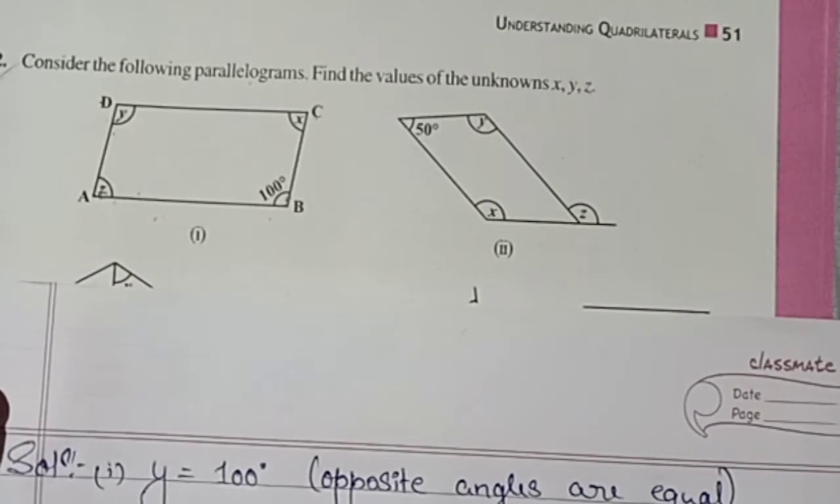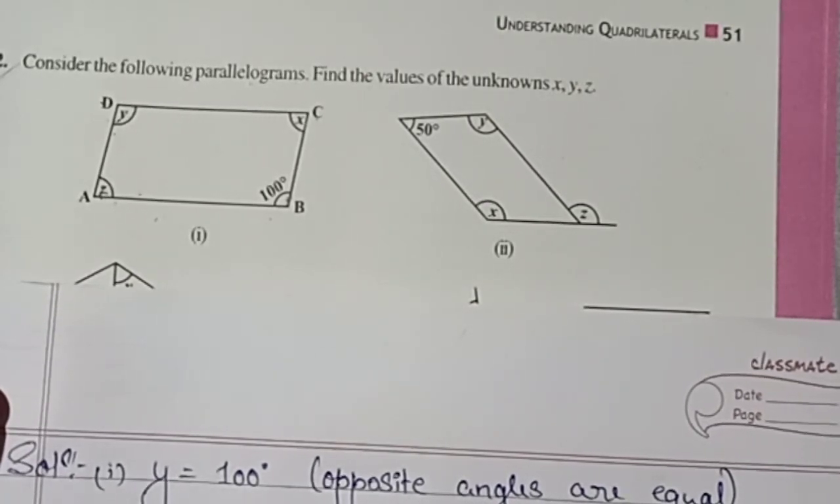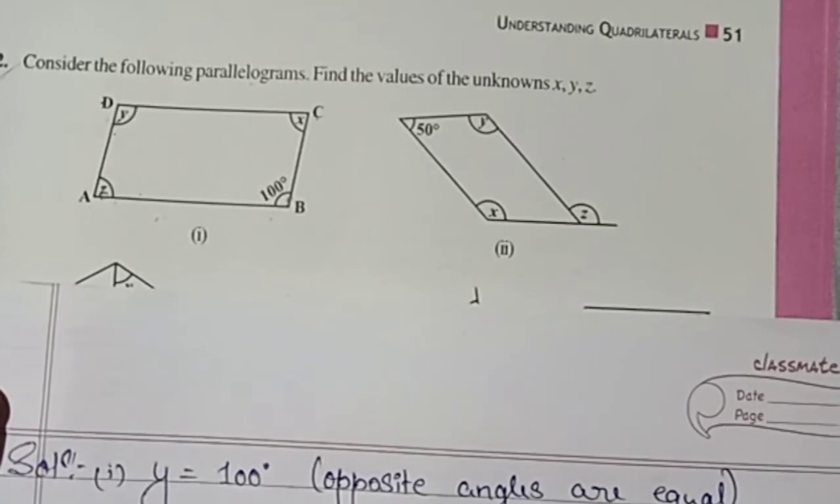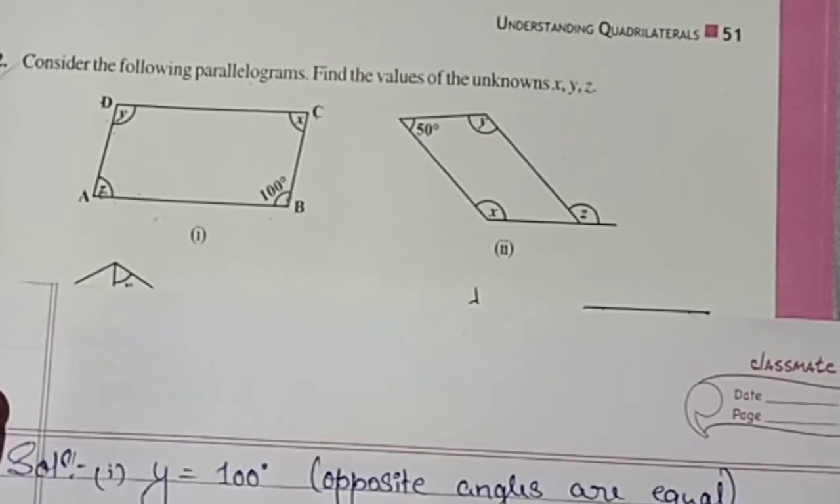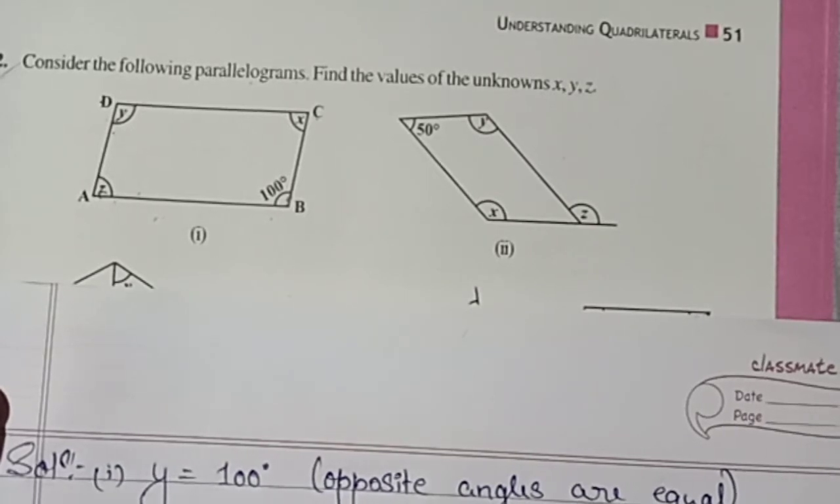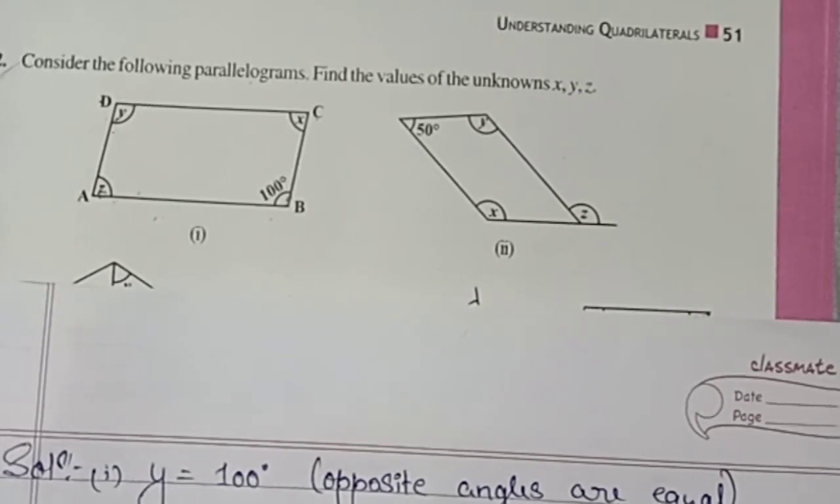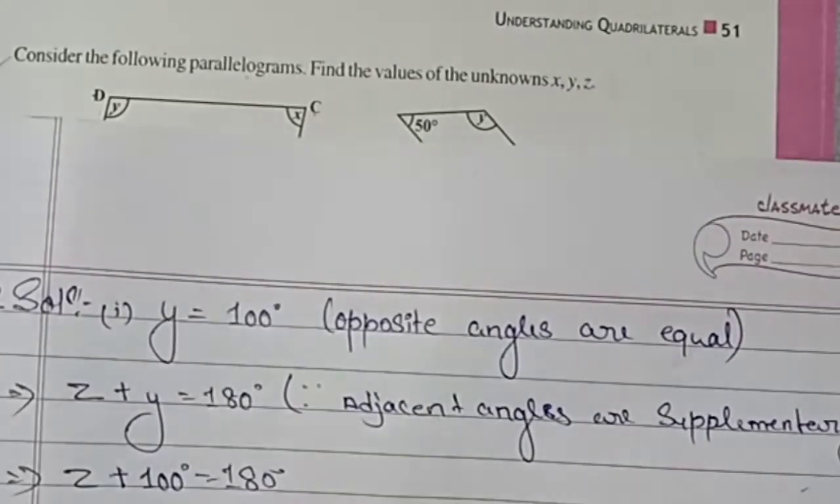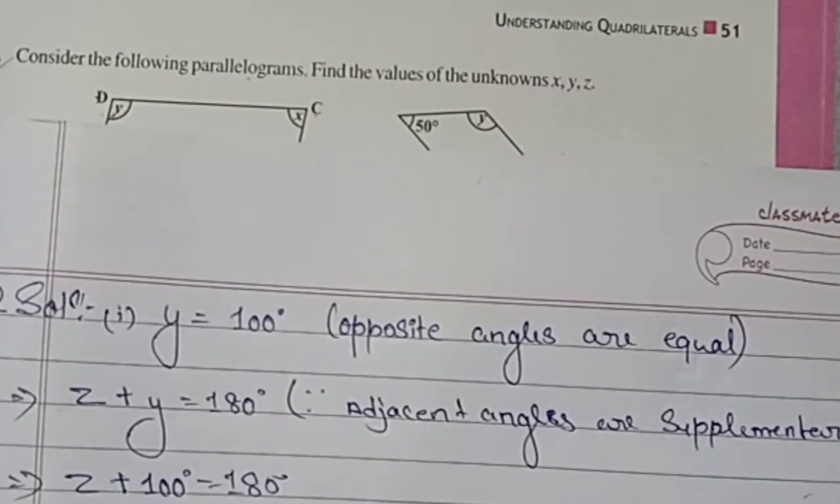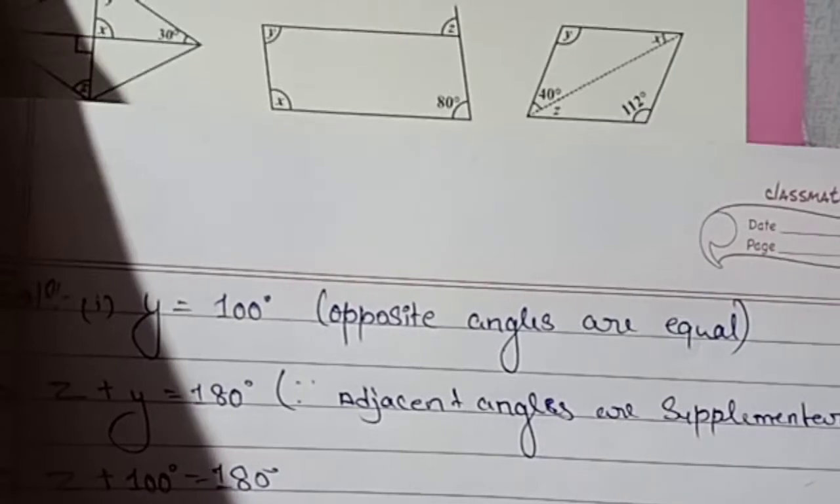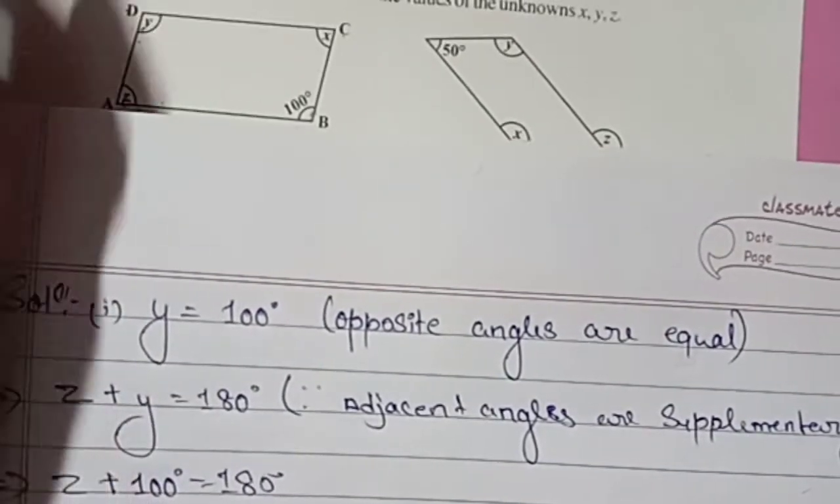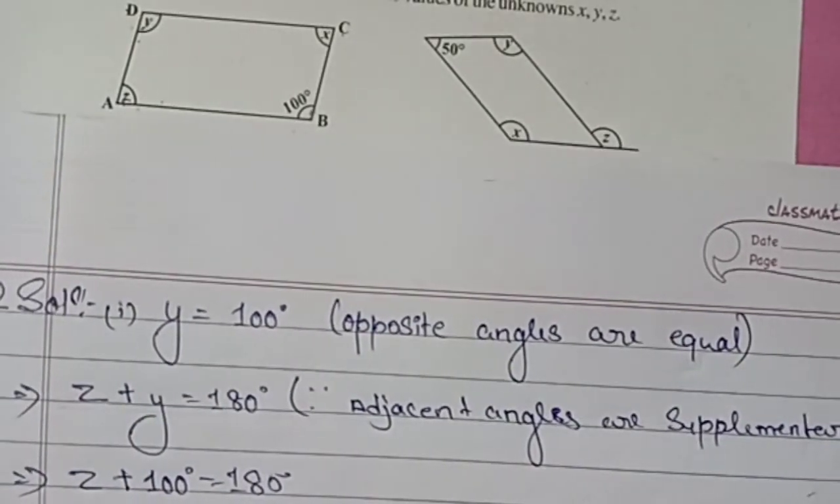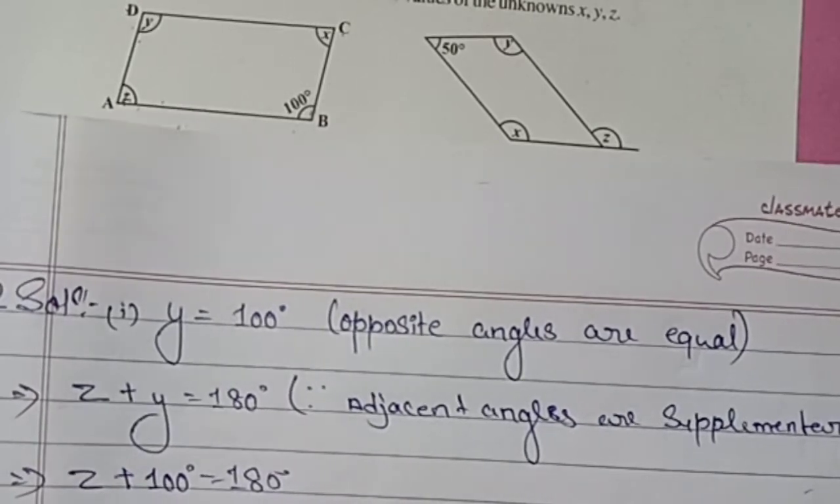So, Y is equal to 100, Z is equal to 180 degree minus 100. So Z will be 80 degree. Z will be how much? 80 degree. So we got the value for Y, we got the value for Z. Now we'll get for X also.